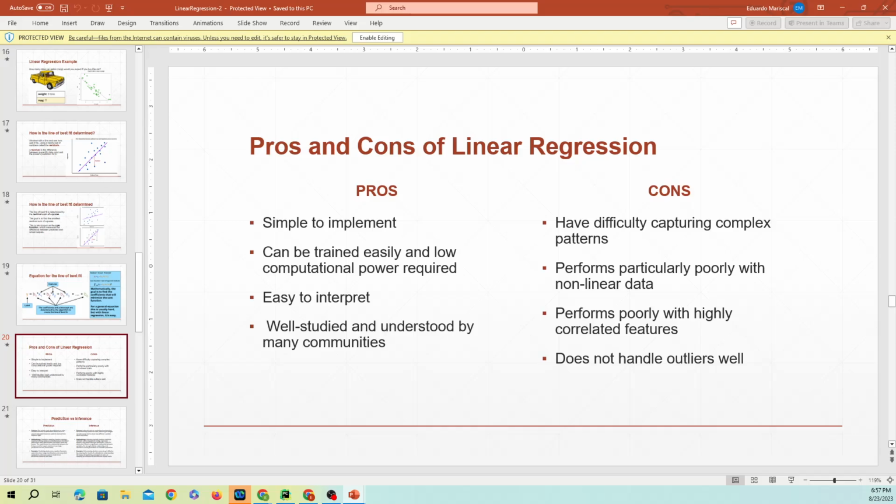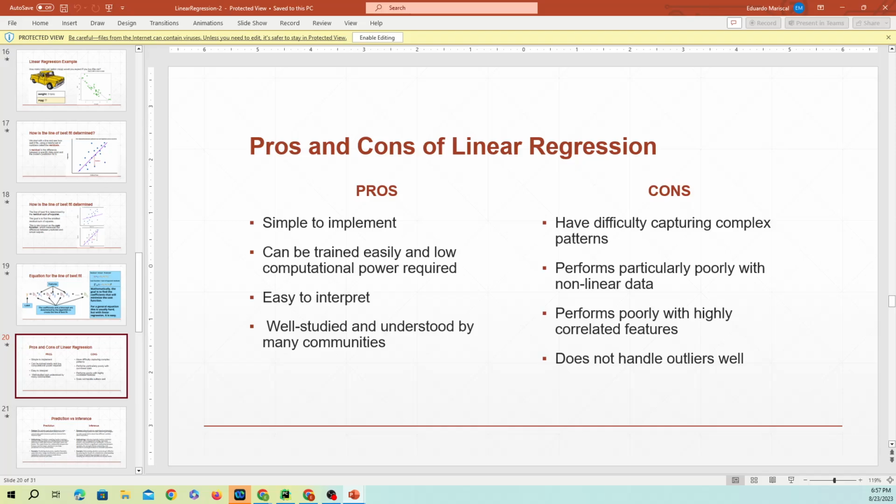It performs poorly with highly correlated features. So if you have a lot of features, a lot of columns that are very correlated, it's not going to do well. It does not handle outliers well. So if there's a point on the graph that is very, very far away, it's not going to do well. It's going to skew the data.